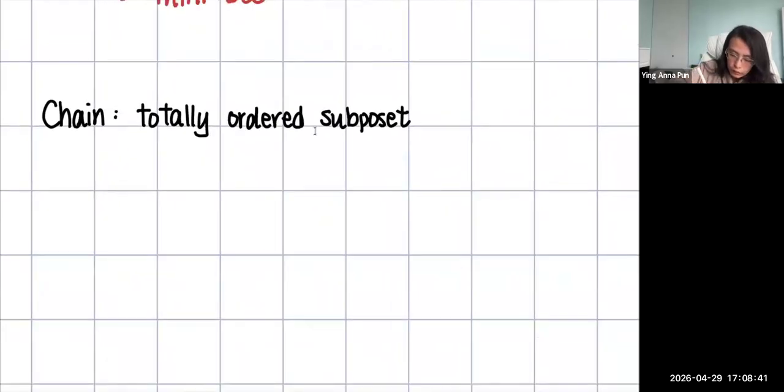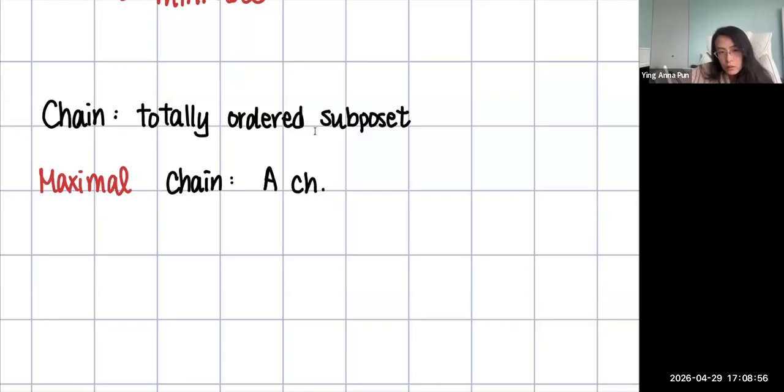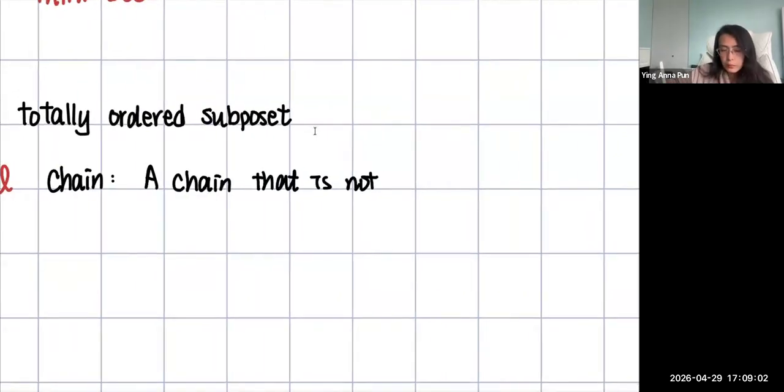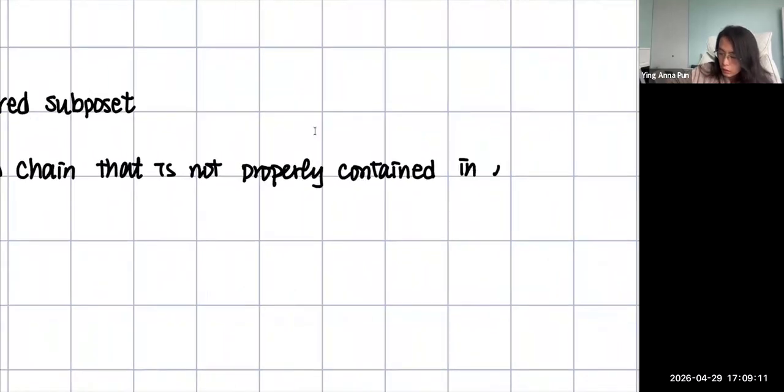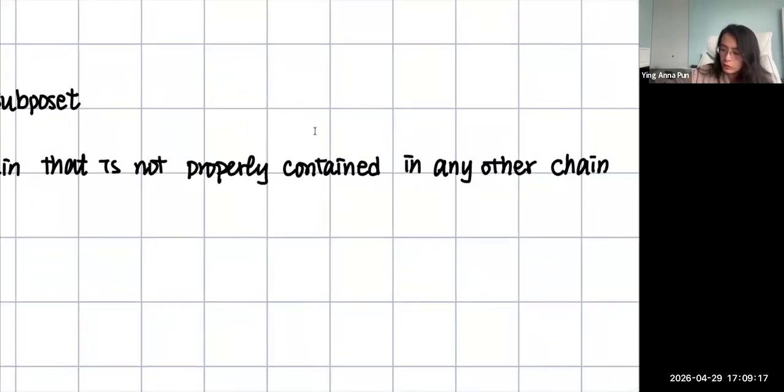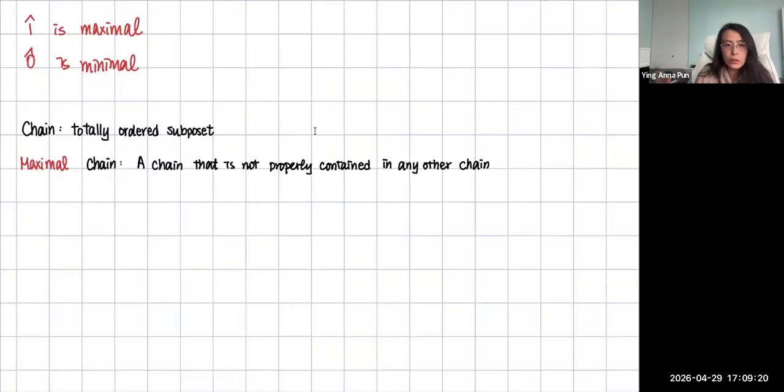And then for a chain, there are two types of chain. One is called a maximal chain. What is a maximal chain? That's a chain that is not properly contained in any other chain. So basically, no other chain would be bigger than it, right? So it is the maximal.